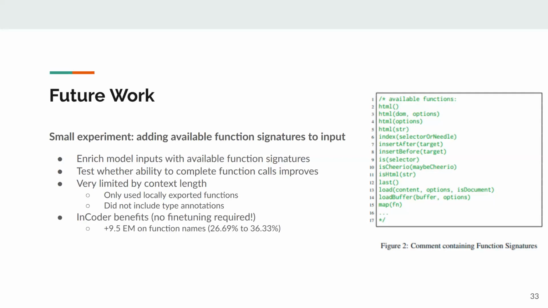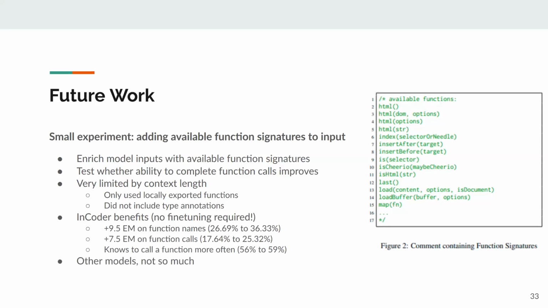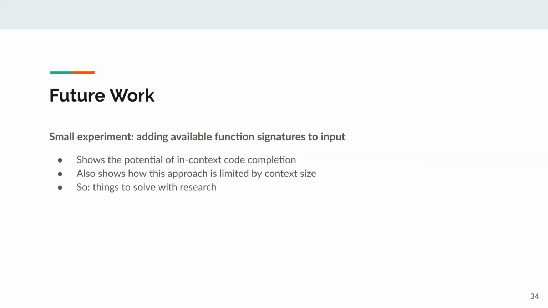But what we saw was that Encoder actually really liked this. In fact, its ability to correctly infer the function name to call improved by almost 10% exact match. And predicting the entire function, including arguments, also went up by 7.5%. And it knew to call a function at all more often. This is just a quick experiment I did for some other work, and I wanted to highlight it because it really shows that there is potential to make the experience that developers have with these language models better and more appropriate to their own work.